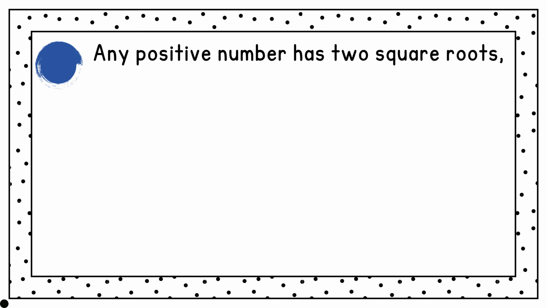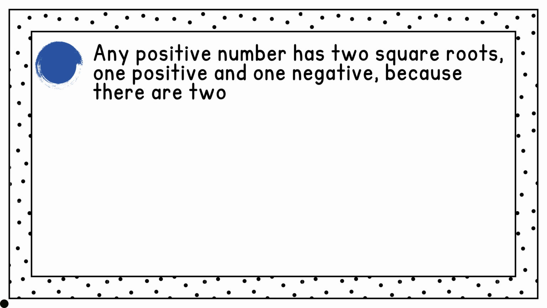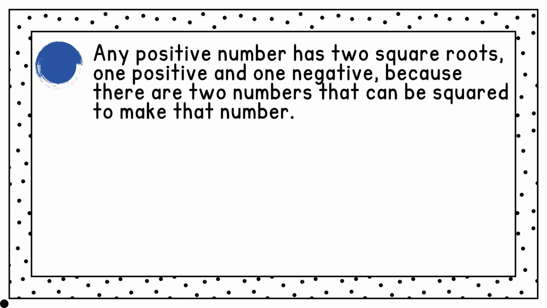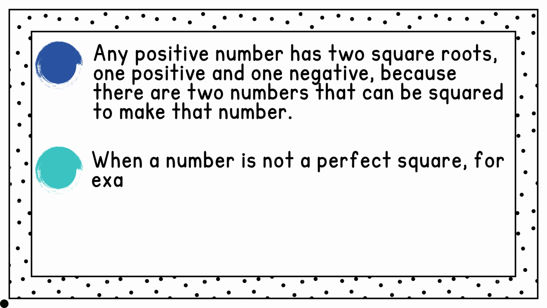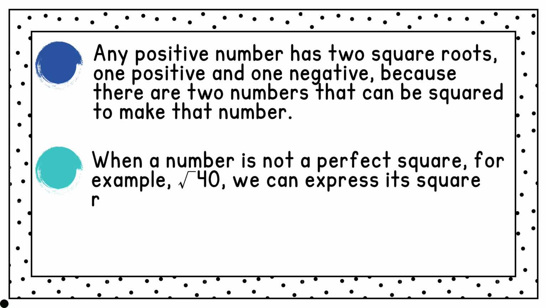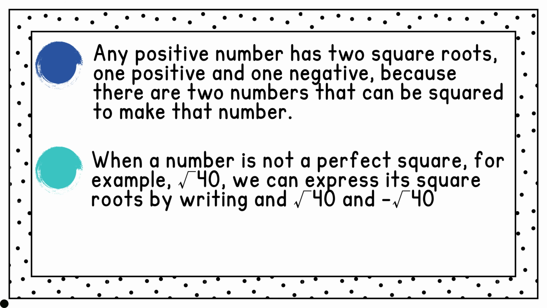Any positive number has two square roots, one positive and one negative, because there are two numbers that can be squared to make that number. When a number is not a perfect square, for example radical 40, we can express its square roots by writing radical 40 and then negative radical 40.